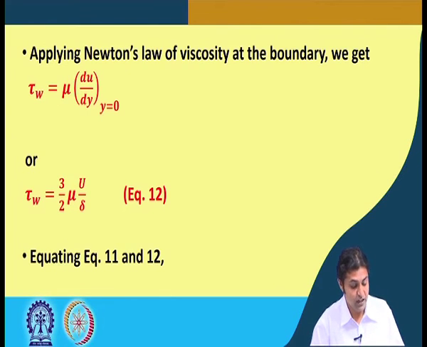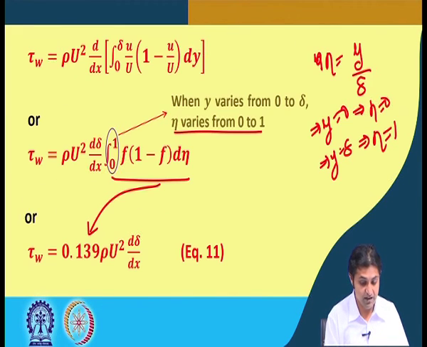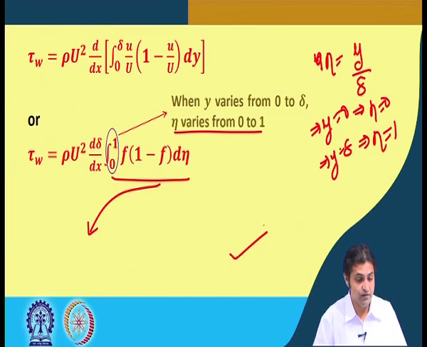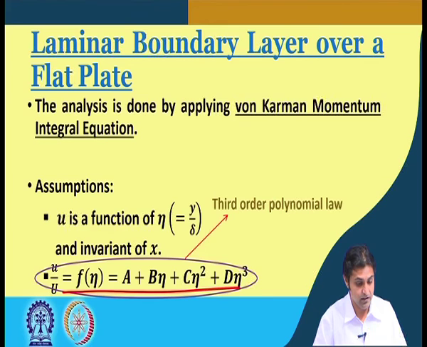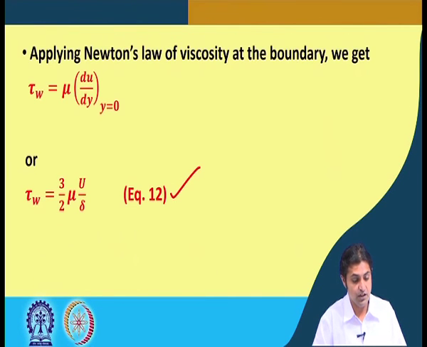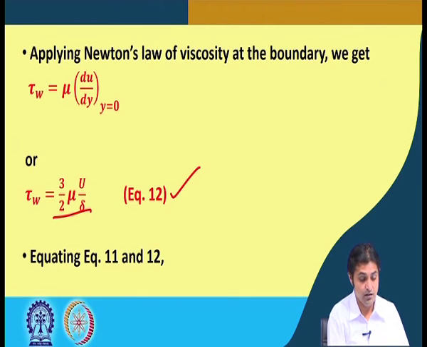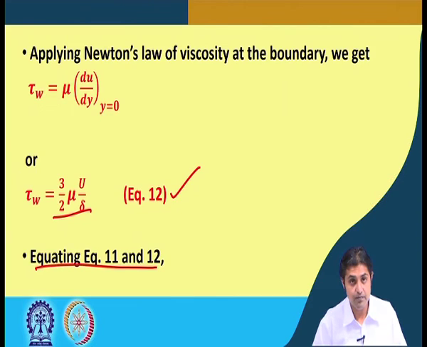So, what do we do next? One way we have obtained Newton's law of viscosity, and the other equation was equation number 11 here, because what we started with was the velocity profile here. U by capital U is equal to a plus b eta plus c eta square, and in differentiating that we got this, and we are going to equate equation 11 and equation 12.